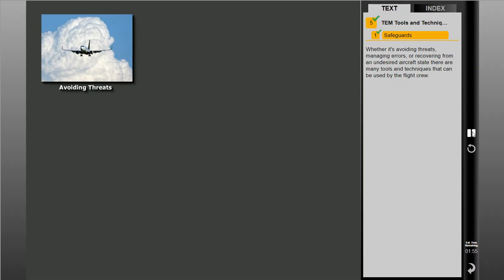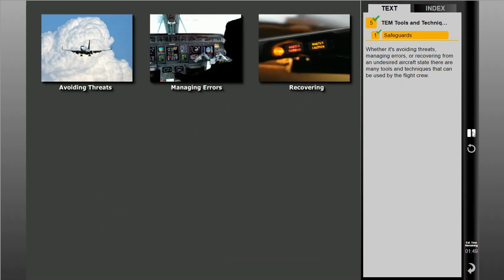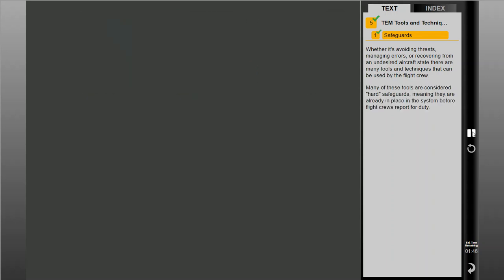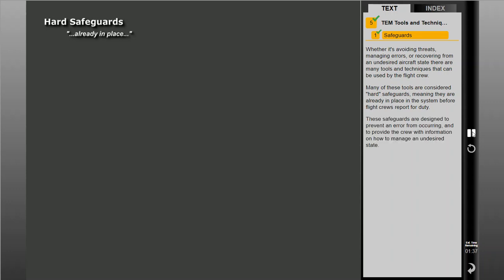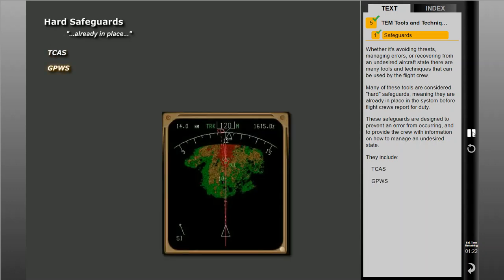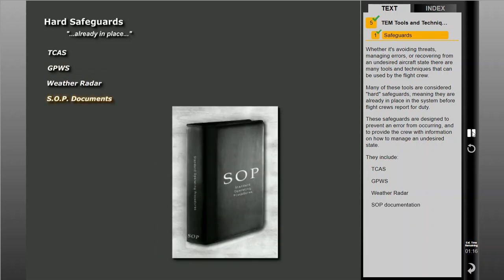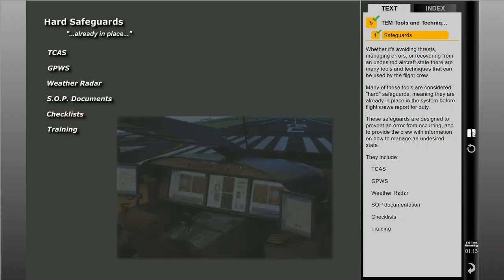Whether it's avoiding threats, managing errors, or recovering from an undesired aircraft state, there are many tools and techniques that can be used by the flight crew. Many of these tools are considered hard safeguards, meaning they are already in place in the system before flight crews report for duty. These safeguards are designed to prevent an error from occurring and to provide the crew with information on how to manage an undesired state. They include traffic collision avoidance systems, ground proximity warning systems, weather radar, standard operating procedure documentation, checklists, and training.